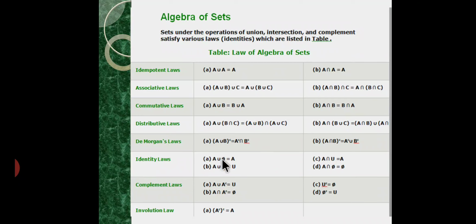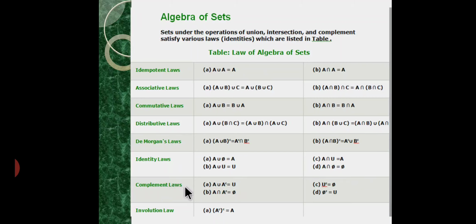Identity law. A union phi is equal to A. A union U, where U represents the universal set, is equal to U. And A intersection U, the common elements from the universal set, is equal to A. And A intersection phi, meaning the empty set, is equal to phi.